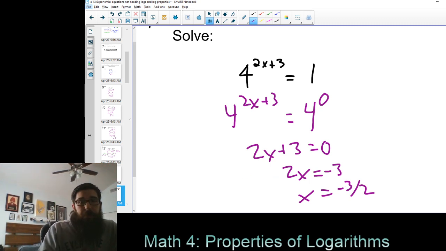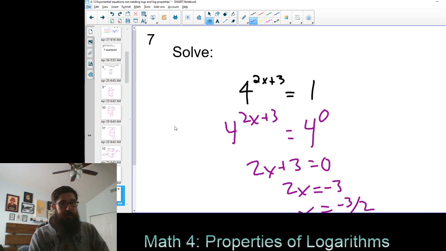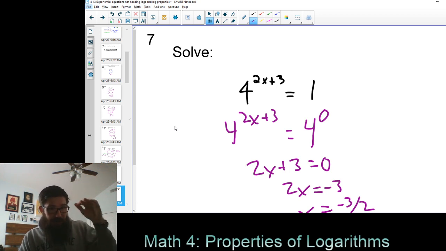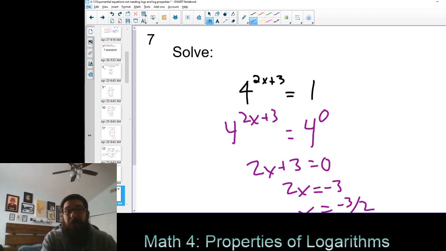All right, those are basically our 7 ways to solve exponential equations without using logarithms. Not every problem fits this form. There are some that absolutely can, and you could go back after we've covered these skills and solve all 7 of those with properties of logarithms. Totally fine. But you don't need to.